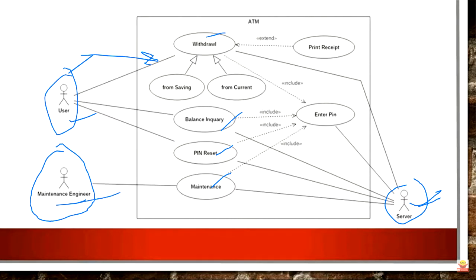But we will not say that. Why? Why user and maintenance engineer is only your primary actors?